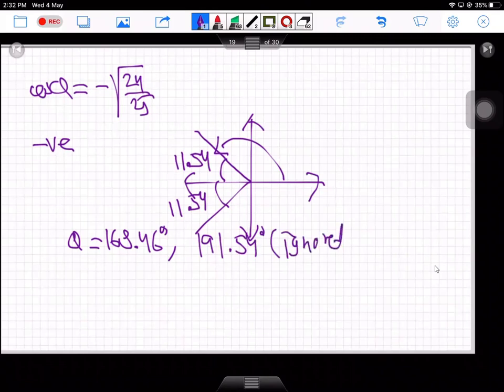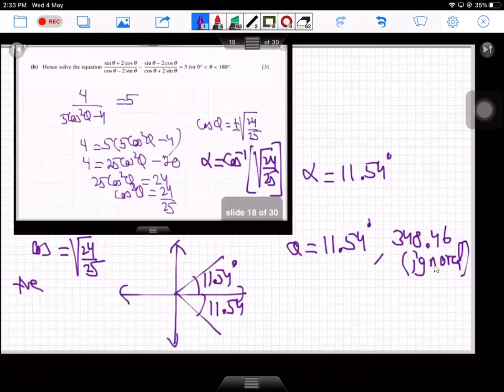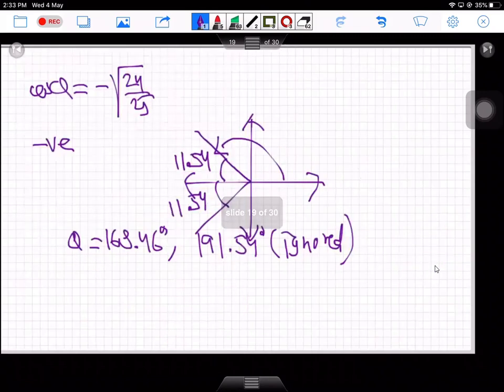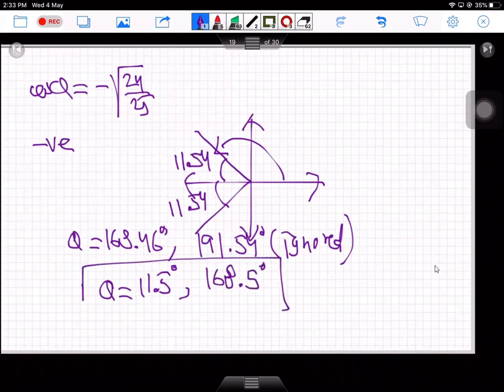And always write your answer in degrees correct to 1 decimal place. This is a by default requirement unless any other degree of accuracy is required. So therefore your answers are theta equals 11.5 degrees and 168.5 degrees. This is supposed to be your final answer. This was question number 7 of this paper. All right.